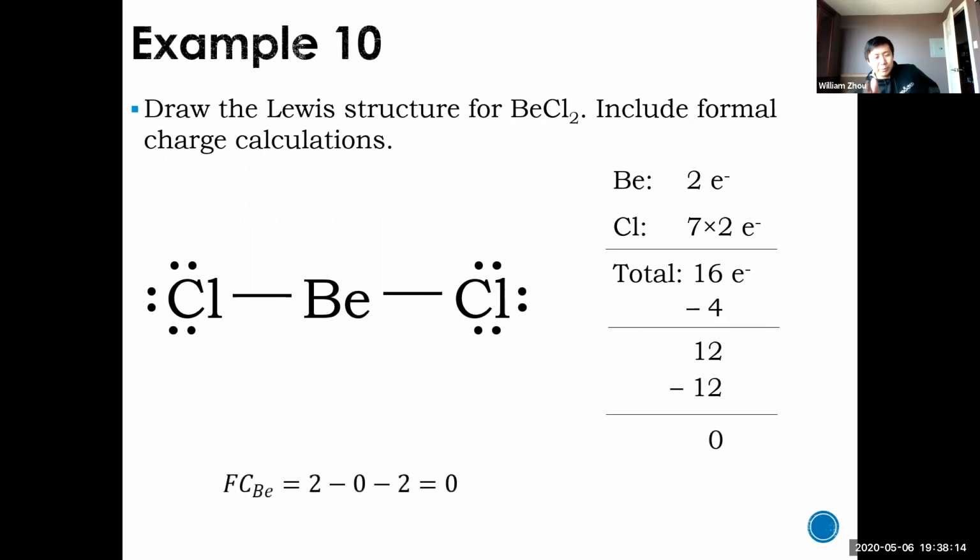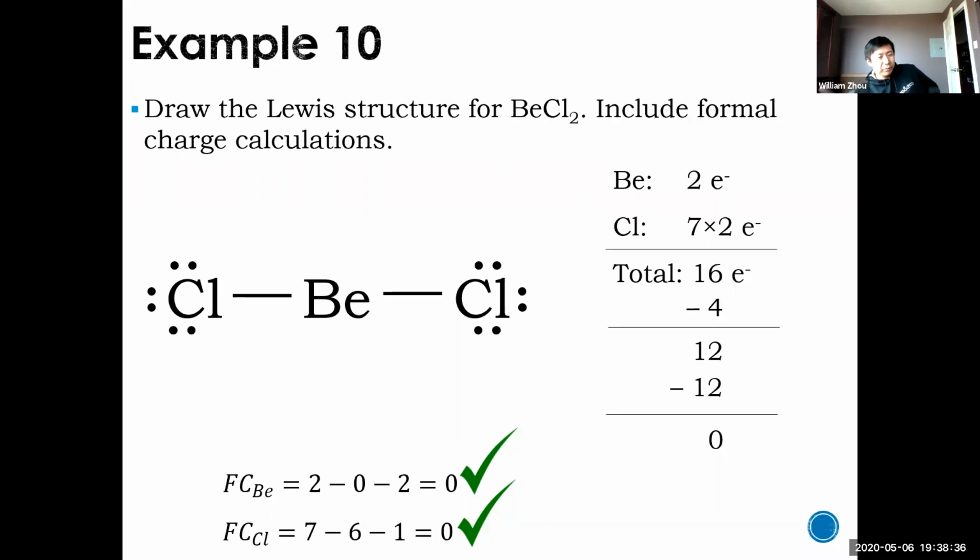Do the formal charge. Beryllium has 2 valence electrons, no non-bonding electrons, and 2 bonds, so 0. Chlorine, 7 minus 6 minus 1. Again, you have 0. All right, so this is a perfectly stable structure. Any questions about that?